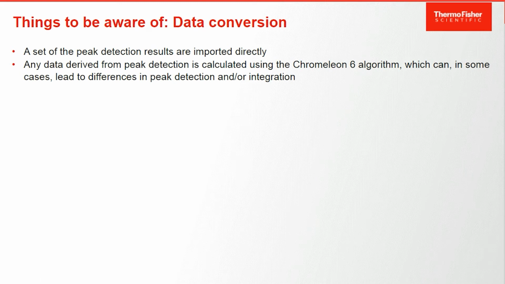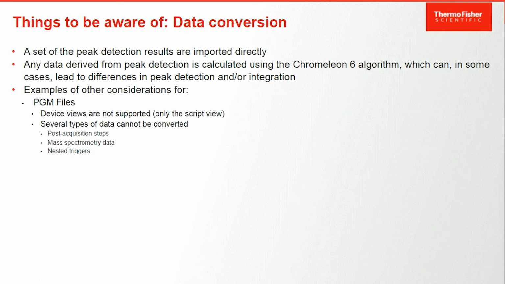Some other examples of things that change as you convert the data. The device views that were available in Chromeleon 6 are not available in Chromeleon 7, and only the script view is available for the instrument method file or the program file. There are several types of data that can't be converted either. So you have the post-acquisition steps and nested triggers. They cannot be converted. Neither can mass spec data, and that's not necessarily a method or data that's associated directly with the method, but rather that's the actual data, mass spec data.